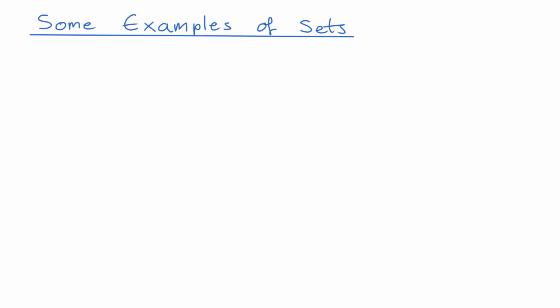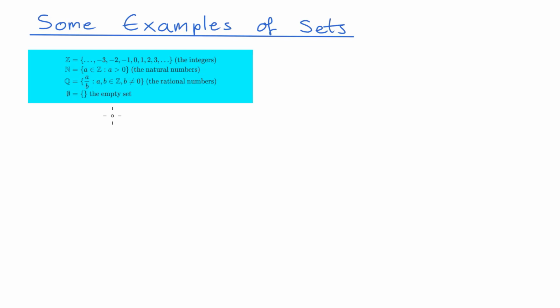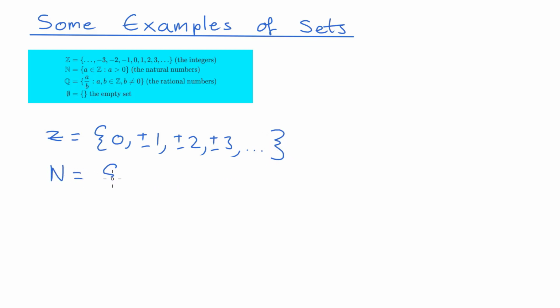Okay, here are some examples of sets you will encounter in mathematics. The first one, Z, the integers. This is one you're very familiar with. Z equals 0, plus or minus 1, plus or minus 2, plus or minus 3, all the integers. This one is very straightforward. The natural numbers N, these are the counting numbers. So from the integers we choose all the positive numbers, 1, 2, 3, etc.